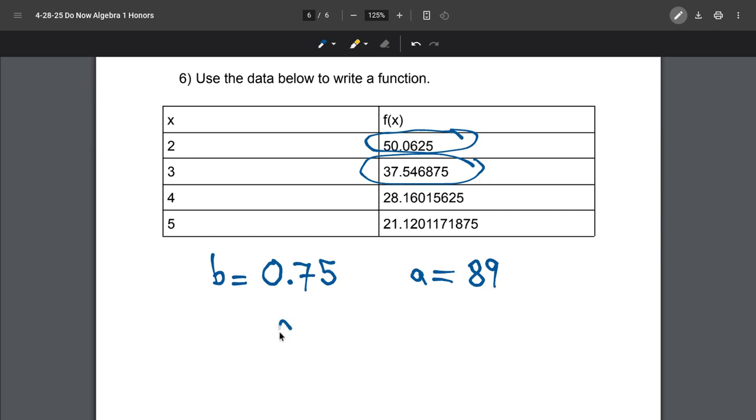So our function for this last one is going to be f of x equals 89 times 0.75 to the x power.